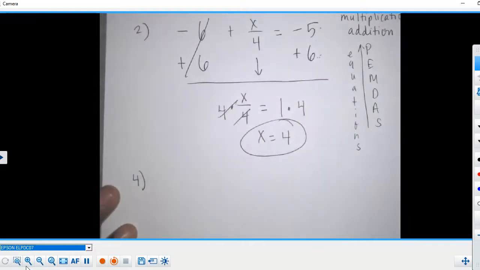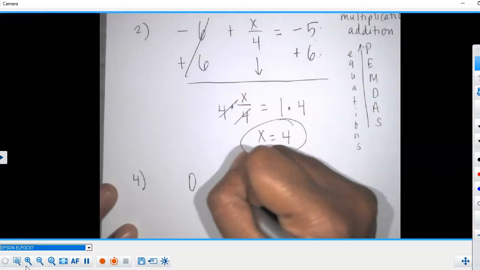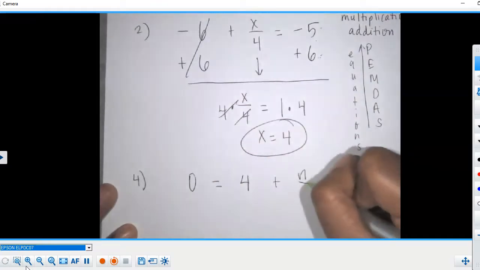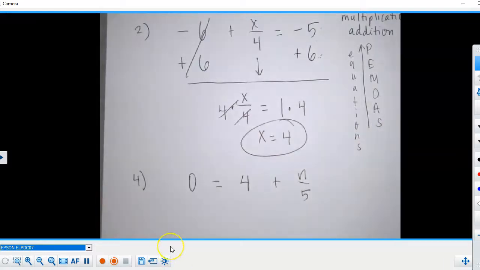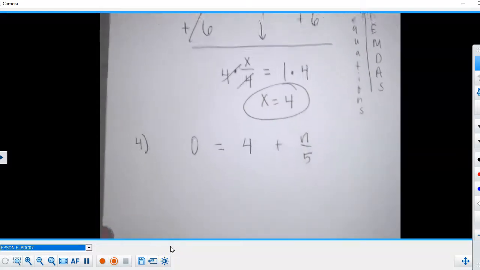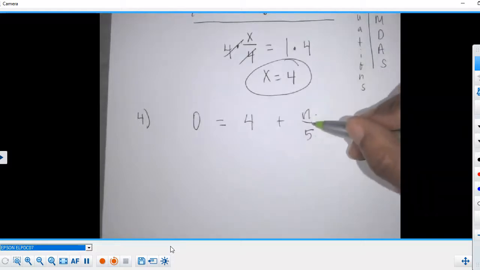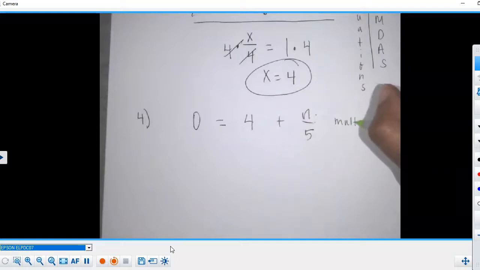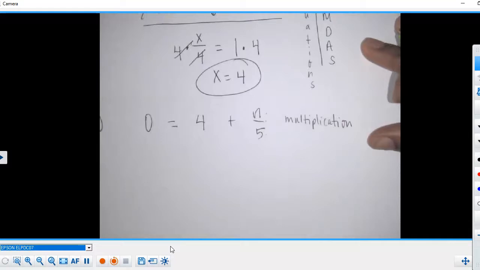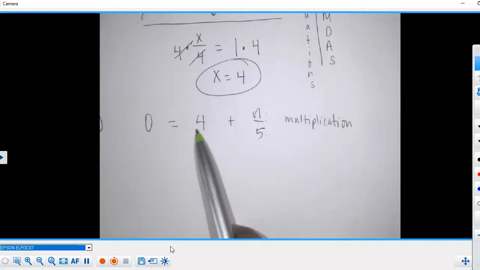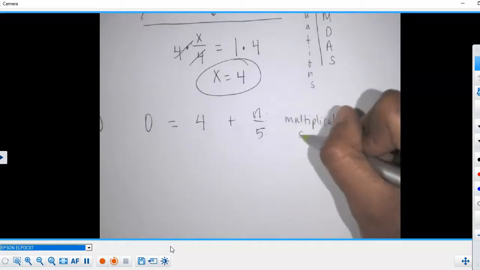For number 4, I think this was pretty straightforward, but it says 0 equals 4 plus n over 5. Sorry about that. Okay, so to solve this one, what's happening to n? It's being divided by 5. So that means if I see division, the inverse operation is multiplication. And then again, n is being divided by 5, and then this is okay because this is not a negative, and 4 is being added to it, not a negative 4, a positive 4. So I know I want to do subtraction.